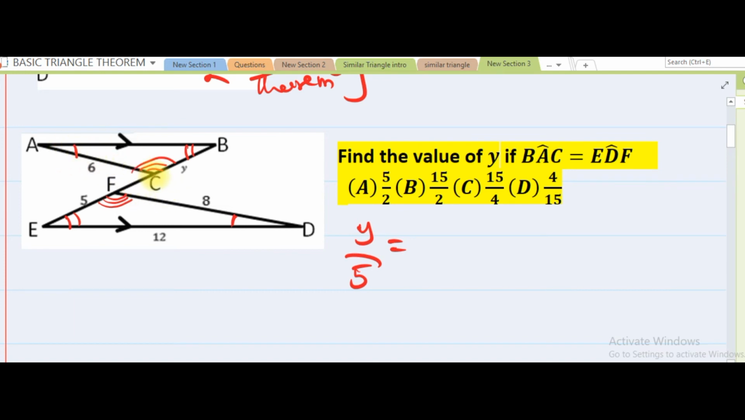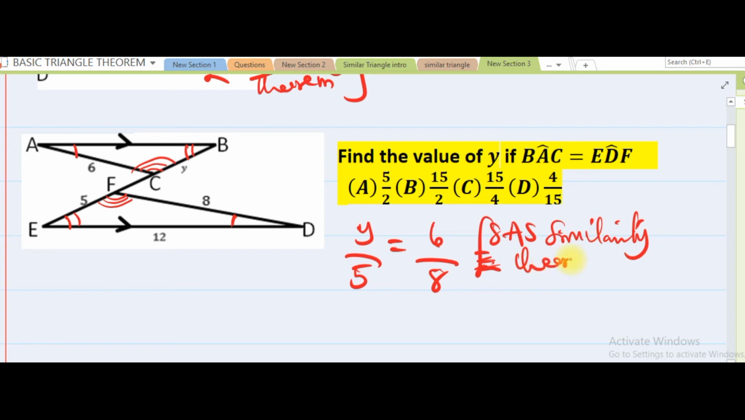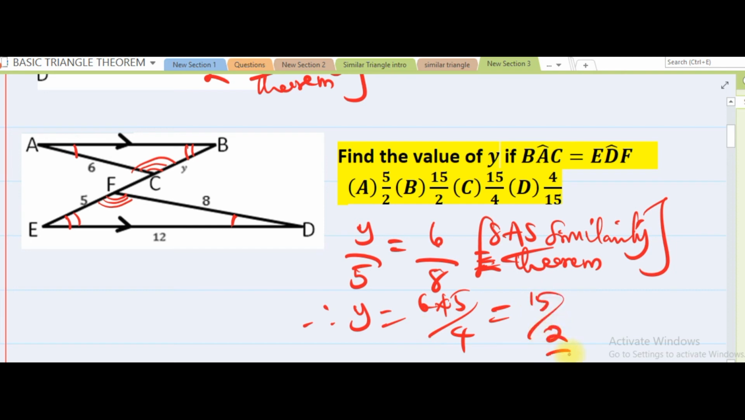This 1 and 3, which is 6 over. Where is 1 and 3? 1 and 3, which is 8. Therefore, I told this by SAS Similarity Theorem. Therefore, we are looking for y. Y is now 6 times 5 over 4. This is 2. 3 times 5 is 15 over 2. So the answer is B. So you need to be careful here.